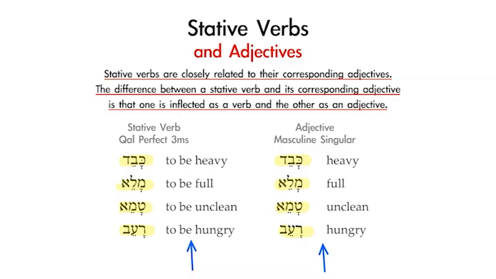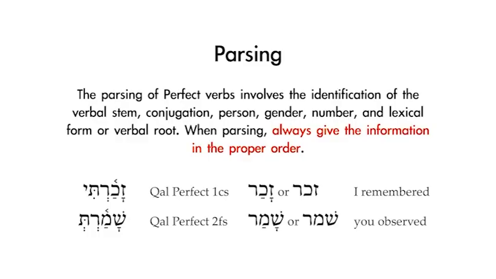The only time you'll really experience any major difficulty in identifying or distinguishing the forms is with the Qal Perfect 3ms and then the masculine singular form. And in those cases, context will have to help you decide between the verb and the adjective. And in most cases, it's easy enough to do.